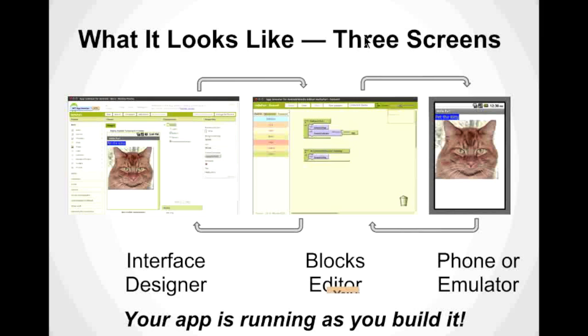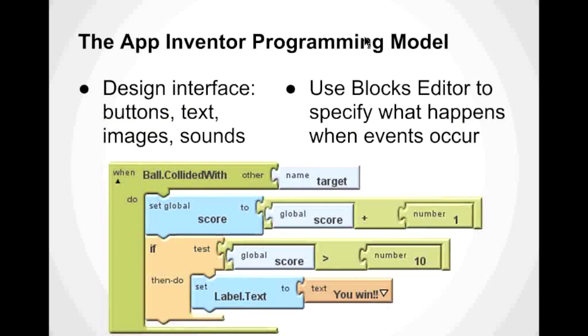Okay. The programming model, as I said, is the design interface is where you pull things out, buttons, text, sounds. You say you want the accelerometer component. You say you need a texting component. You say you need a video player. Whatever you need for your app, you pull it out in the designer. And then in the blocks editor is where you say what's going to happen. That's where the event handlers are and the procedures.